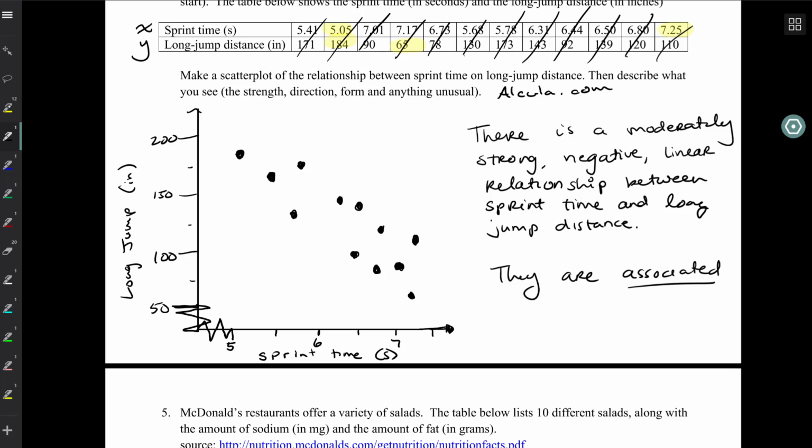You could also say it the other way. As one's sprint time decreases, the long jump distance increases. If they run faster, they jump farther. So that seems to make quite a bit of sense.